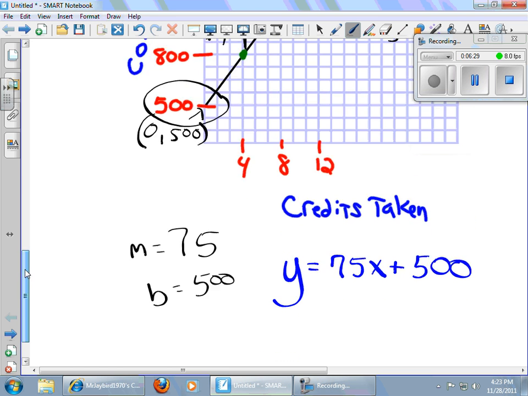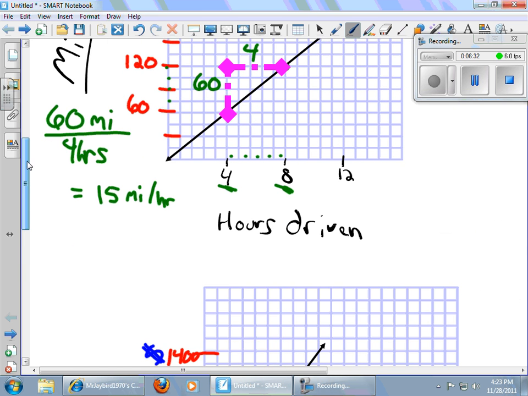Let's back up really quick to this problem, Schmeel driving. I know my slope is 15, right? I found that already. What's my y-intercept? Let's think about this. Some of you are probably shouting 0. That's a good thought. The y-intercept would be here. If Schmeel has driven for 0 hours, how many miles has he gone? 0 miles. So the y-intercept is 0. So my equation in this case would be y equals 15x.